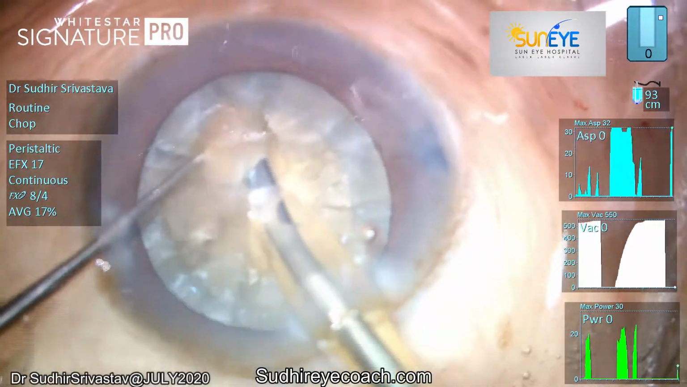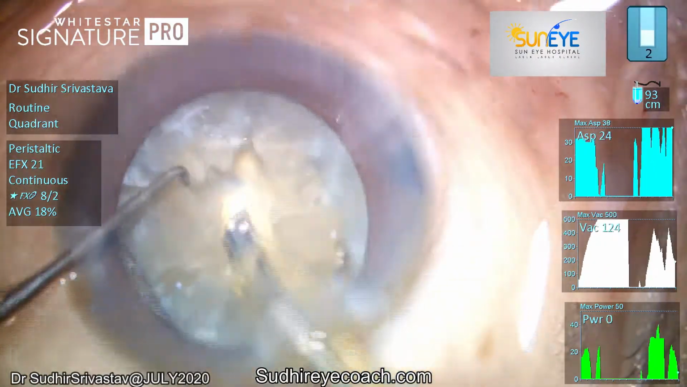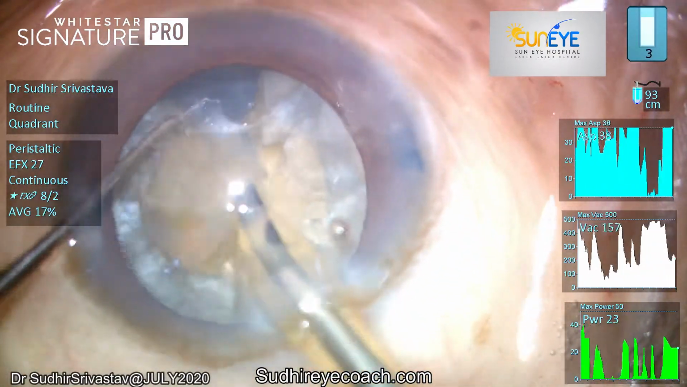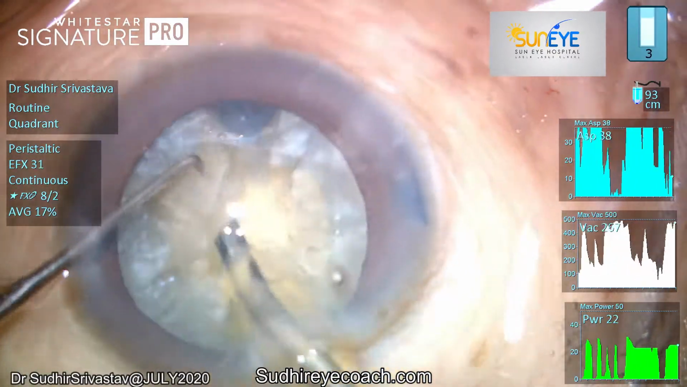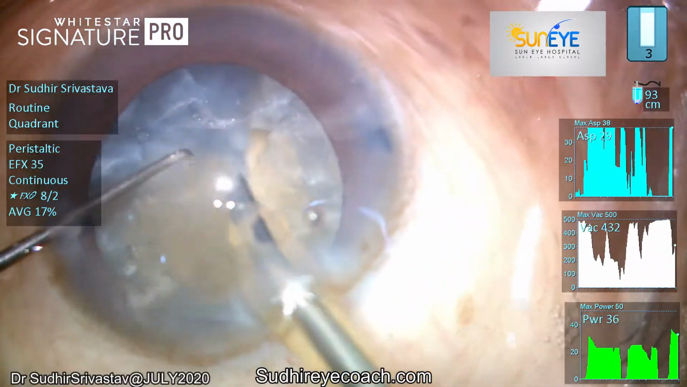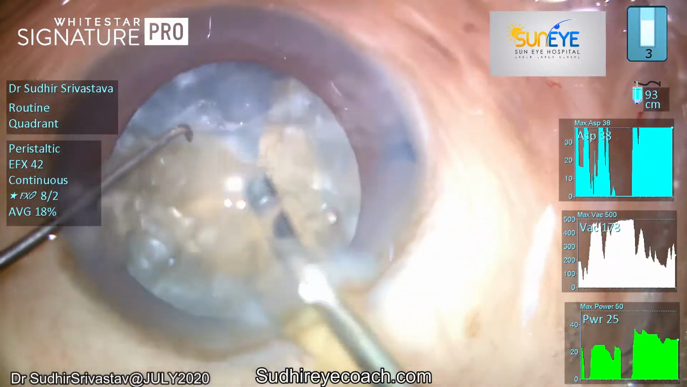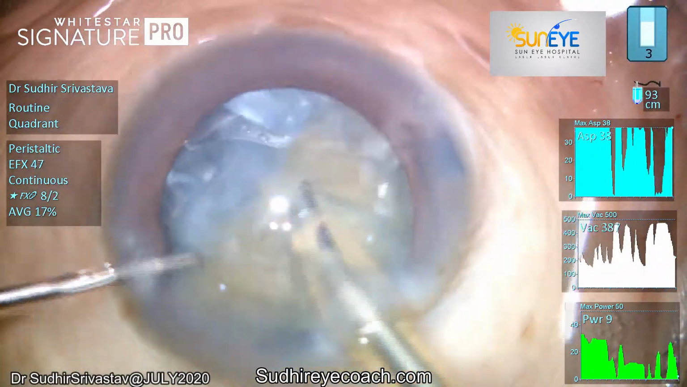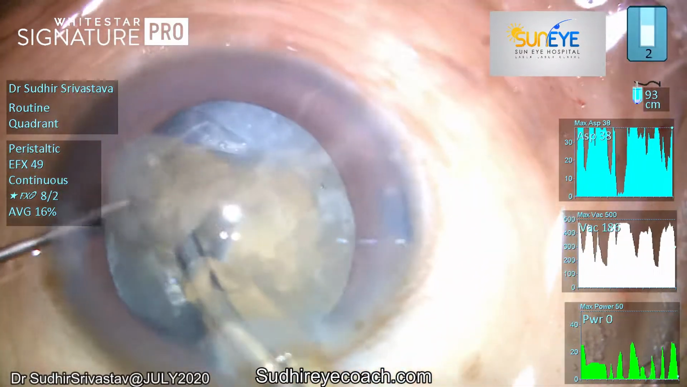After dividing the nucleus into smaller pieces, it is now time to do phacoemulsification. This we do in quadrant mode. In this mode, we need more solubility and emulsification of the nucleus pieces. Therefore, we increase the aspiration and the phaco power.